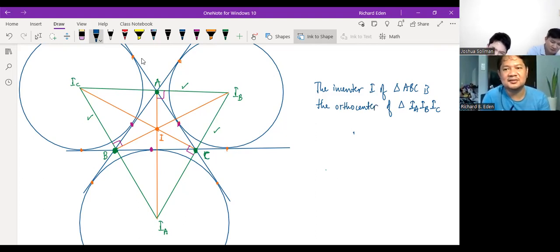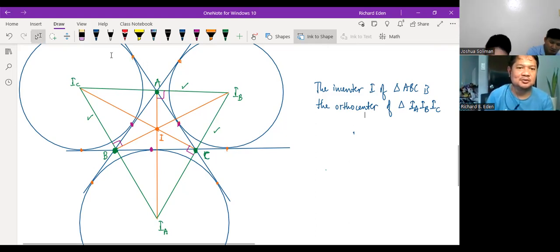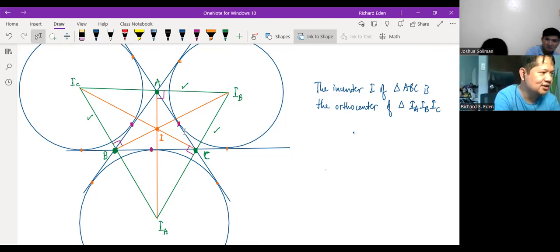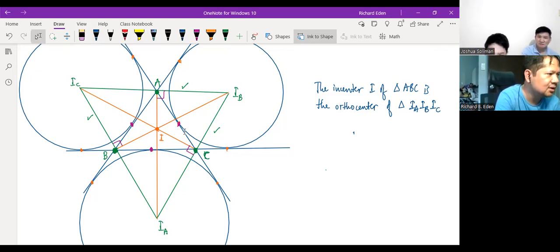Nice. We did not draw the incircle, but of course the incircle is also something that figures into the drawing. Real algebra moment.